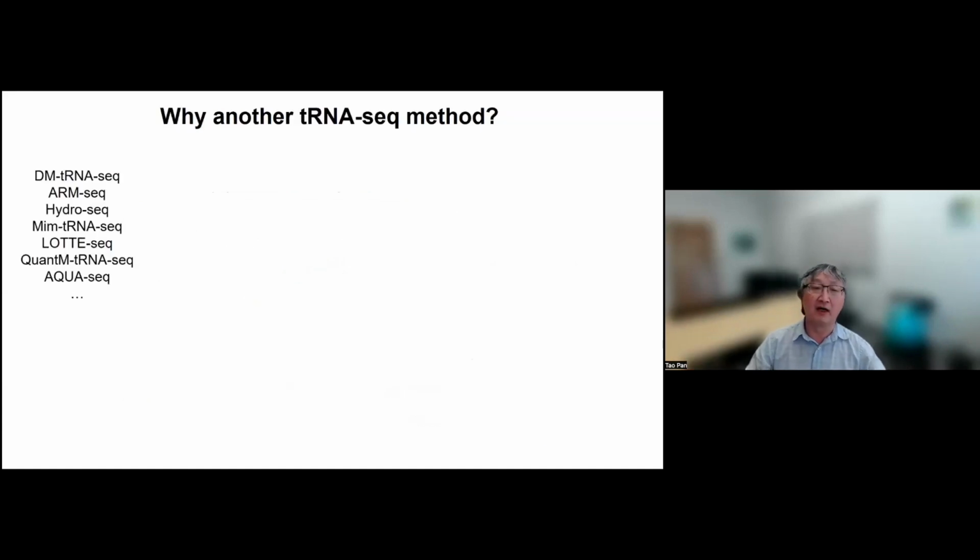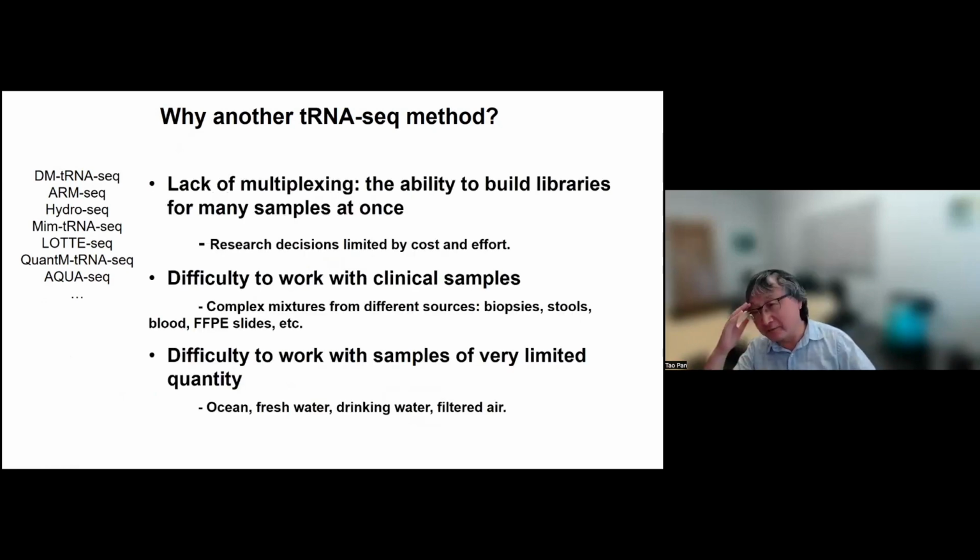Okay, that being said, why weren't we happy? We had our DM-tRNA-seq. For many reasons we were unhappy, even though many very nice methods were published since 2015, and I think we stopped counting around early 2022. So there are things I thought we could do better.